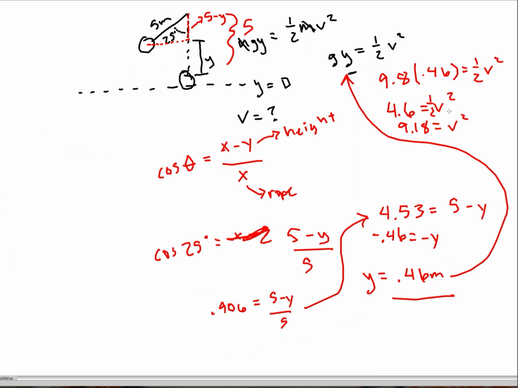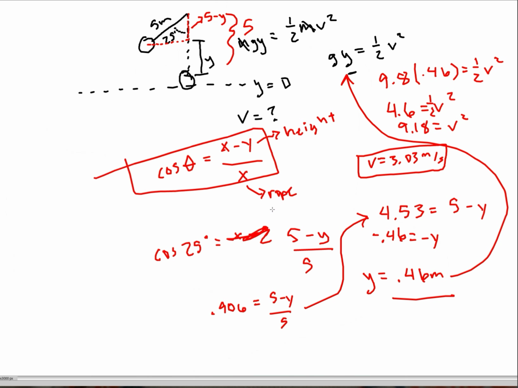equals v squared. Last step is to square root both sides. And so the square root of 9.18 gives me an answer of, let's go with 3.03. So velocity is 3.03 meters per second.